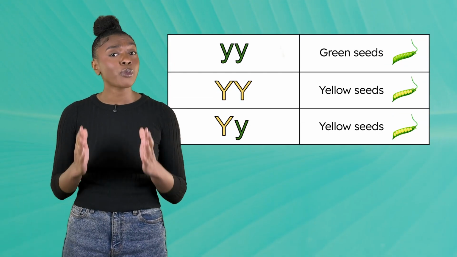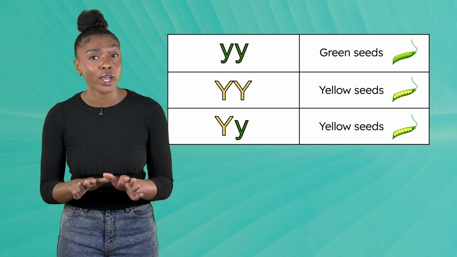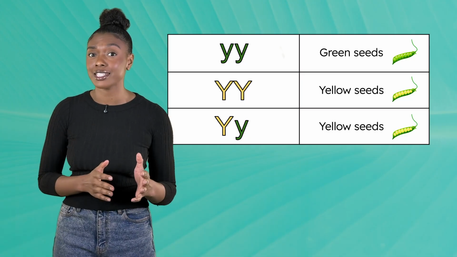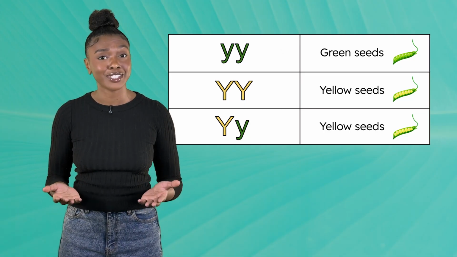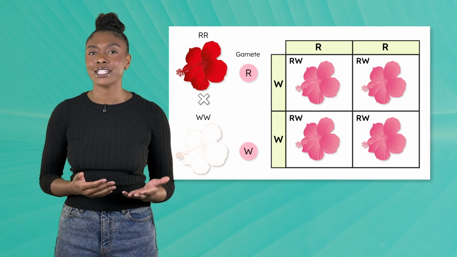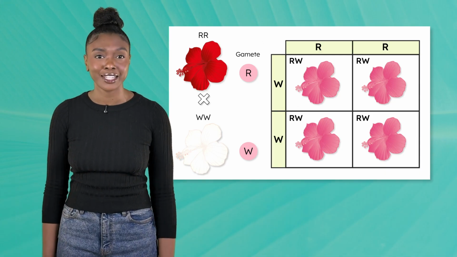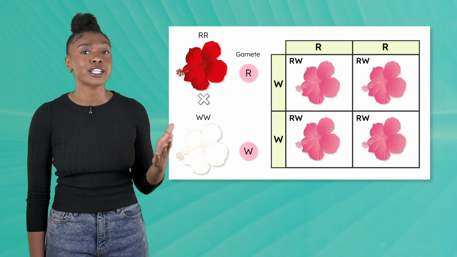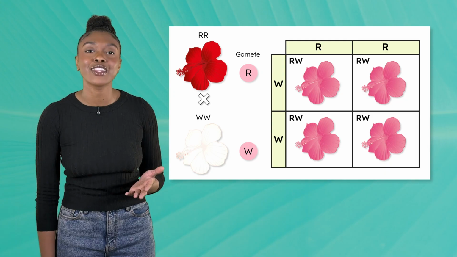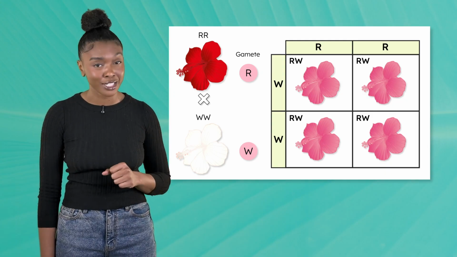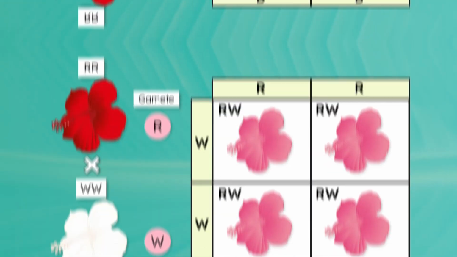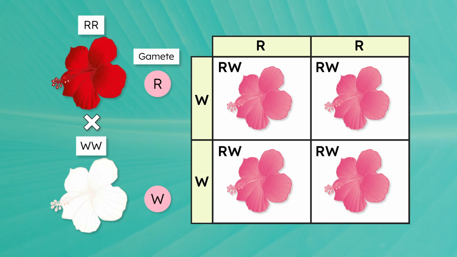This brings us to an important distinction. Up to this point, we've been using capital and lowercase letters to represent dominant and recessive alleles. But in incomplete dominance, neither allele is truly dominant. So instead of thinking of one allele as stronger, it can be helpful to think of them as contributing equally to a blended result. Some scientists use different letters, like R for red and W for white, to show that neither allele is dominant.